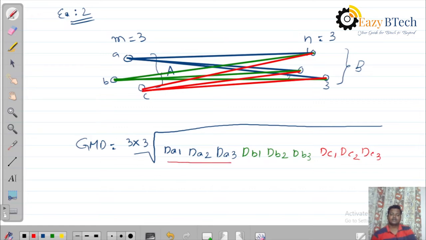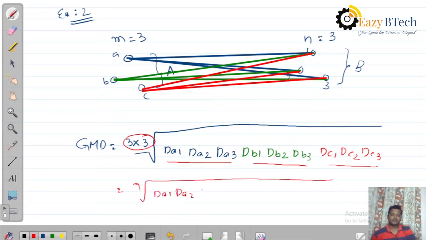How many? 3, 3, 3. Total distances are 9. Therefore, this expression becomes the 9th root of DA1, DA2, DA3, DB1, DB2, DB3, DC1, DC2, DC3. Whatever the M value and N value, we have to write those particular distances. It's very simple to calculate GMD. Next, we will go for the calculation of GMR.